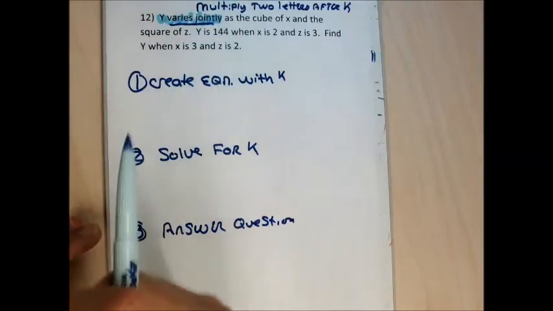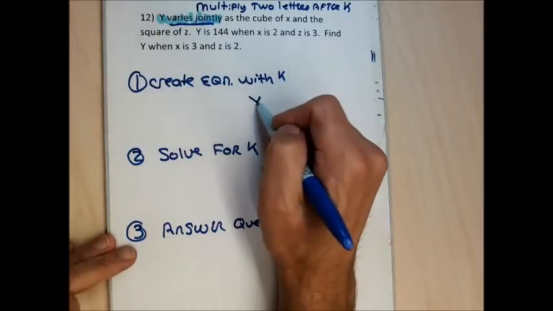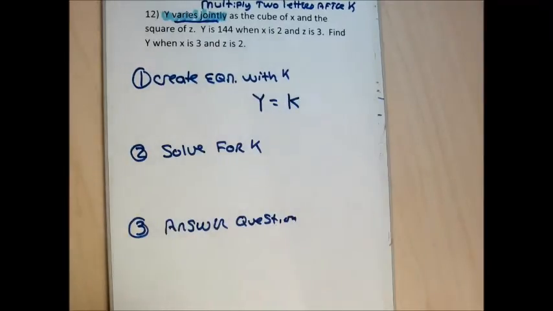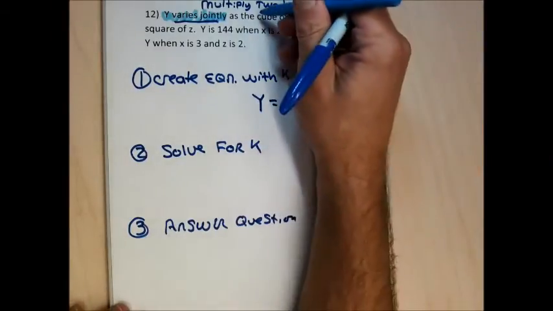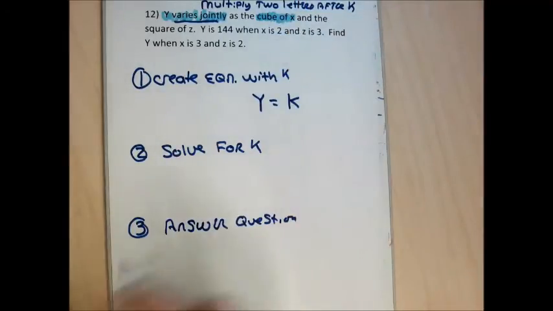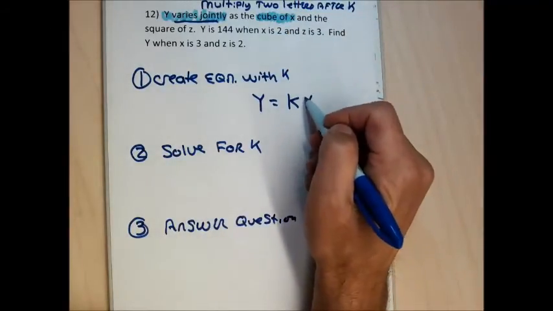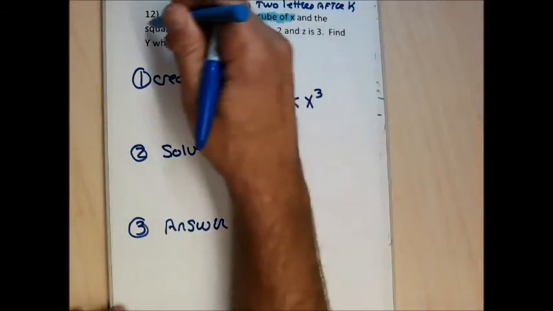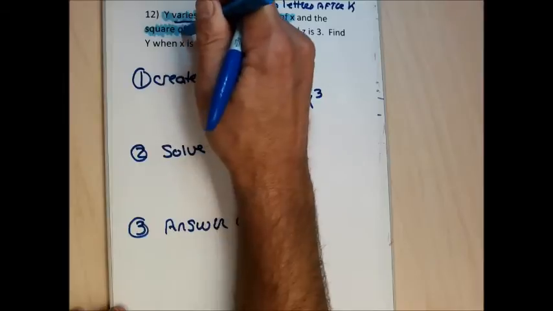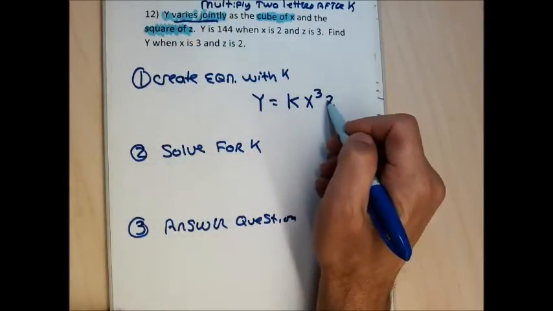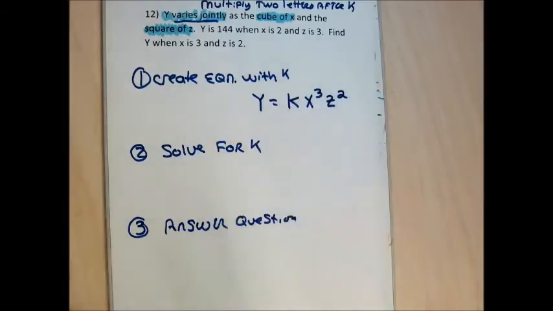So y varies jointly, so I'm going to write the letter y equals, and then I always get the k in first, and there's no fraction there, so I've got my k down. And then it varies jointly as the cube of x. Because it doesn't have a root, that cube becomes an exponent of 3. And then the square of z. Because there's not a root, that square becomes an exponent. If it said square root, the z would be under a radical sign.